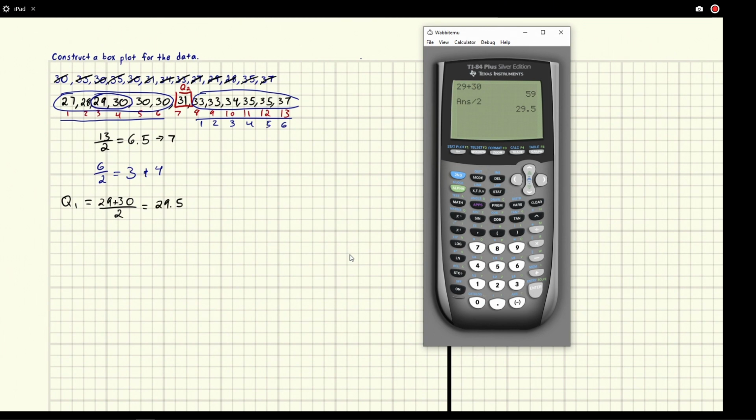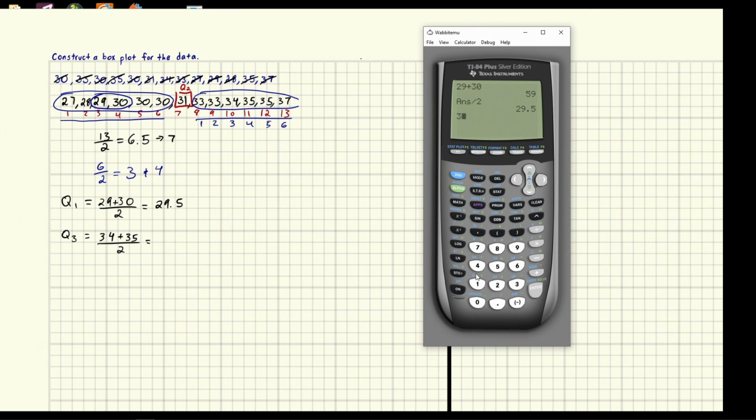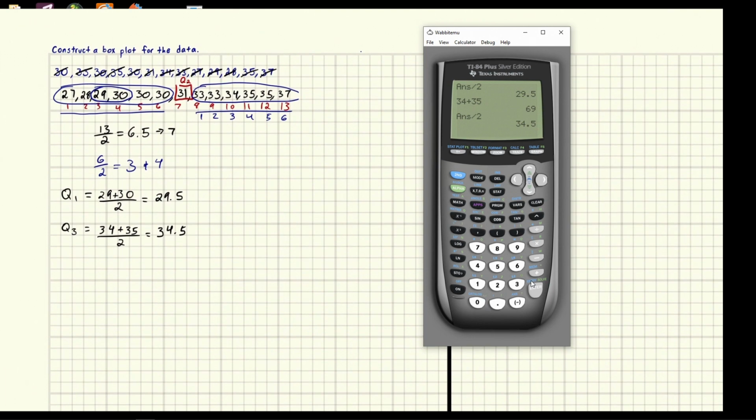29.5. Up next, Q3. We're going to take again the 3rd and the 4th number, which in this case we've reordered so that we could see it easier. So that's going to be 34 and 35. You can see this one's going to be 34.5. 34 plus 35 divided by 2, we get 34.5. So this is Q1, Q2, Q3, and we've already got our min.